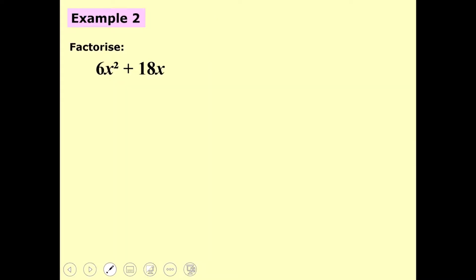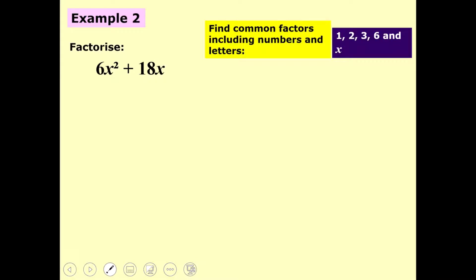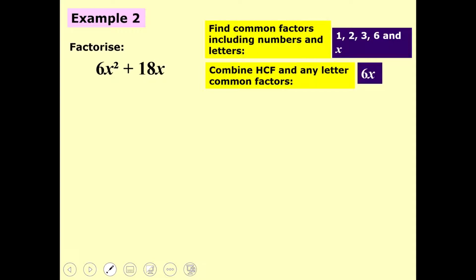Okay, second example. This time we're going to be factorising 6x squared plus 18x. So identifying any letter or number common factors. So we've got 1, 2, 3, 6 and x. So we're going to combine our highest common factor of 6 and our letter common factor of x to give us 6x. And that's what we're going to take on the outside of our bracket. So what do we need to times 6x by to get 6x squared? Just x. And then what do we need to times 6x by to get 18x? 3.